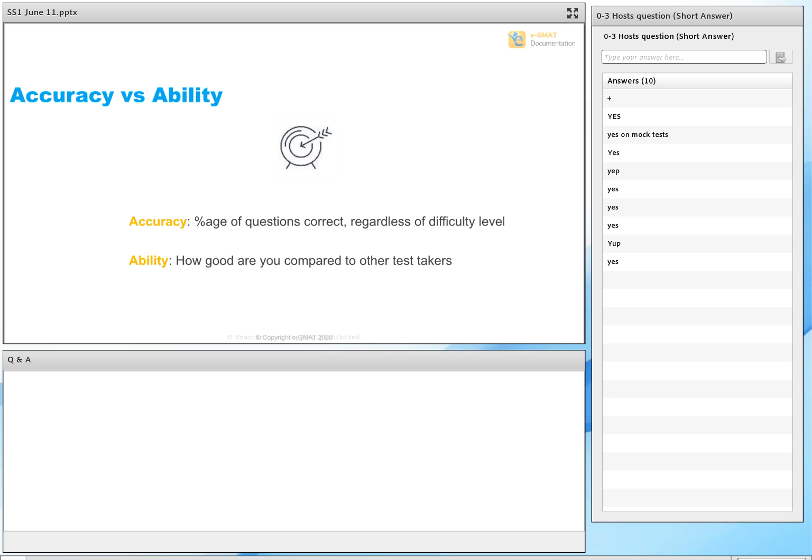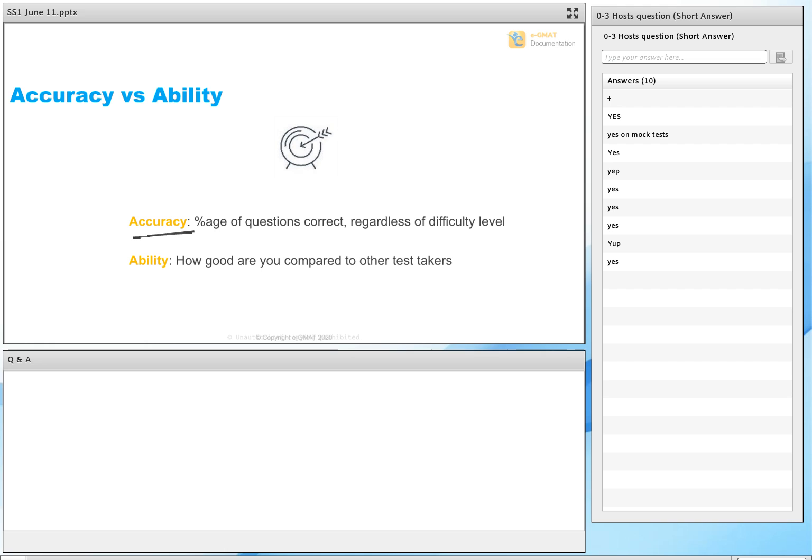It is actually a very quantifiable metric, especially in the context of the GMAT. In fact, in the context of any competitive test, ability is a fairly quantifiable metric. So just to tell you what differentiates ability from accuracy, because accuracy is something that a lot of you focus on. What is accuracy? When you take a quiz, what is the percentage of questions that you answered correctly?